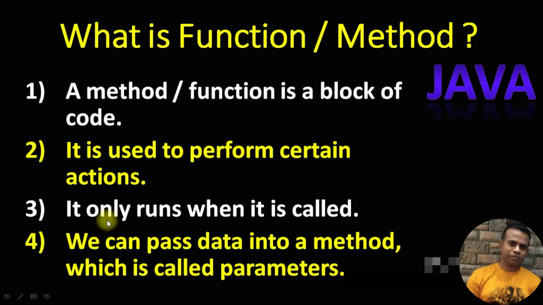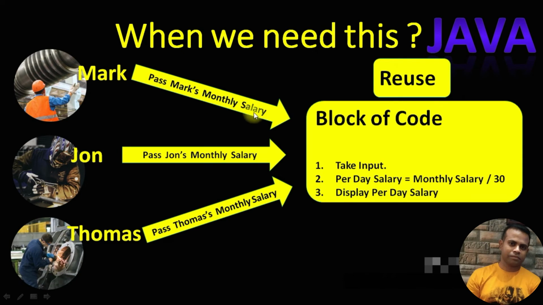Third, it only runs when it is called. That means we are passing and calling this block of code for Mark, then it will display Mark's salary. Then we are passing another monthly salary to this block of code and it will display John's salary, and finally the same thing for Thomas, right?